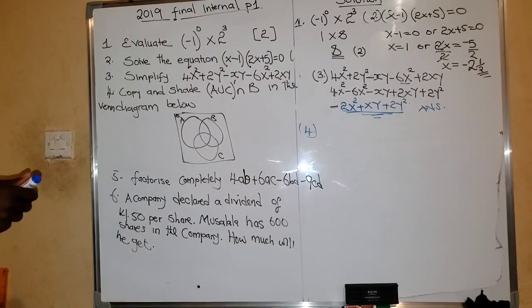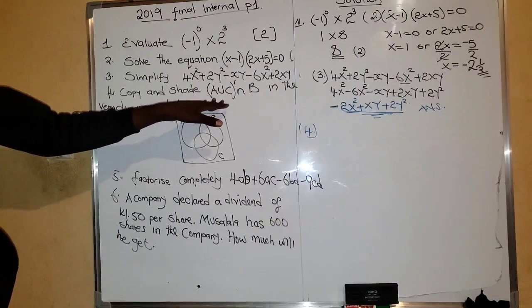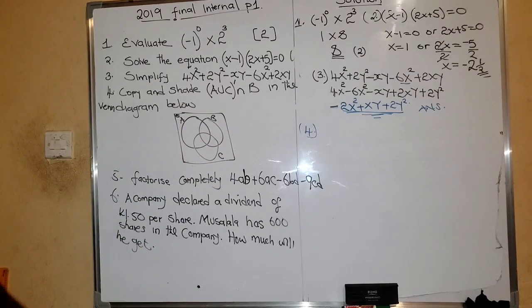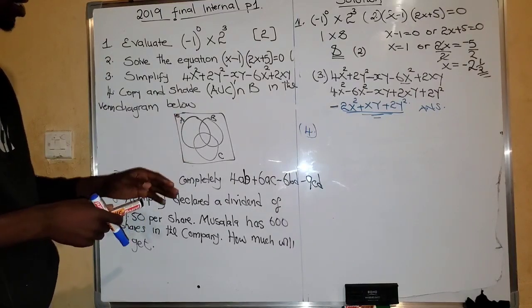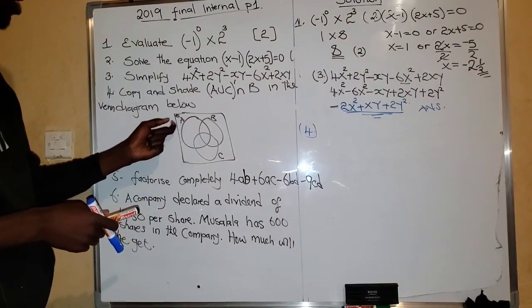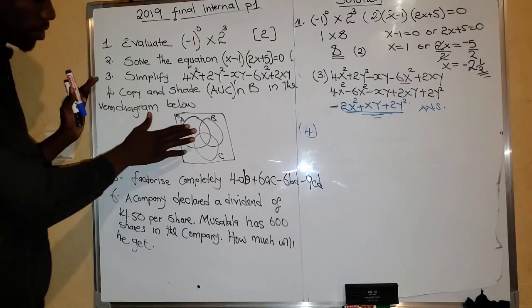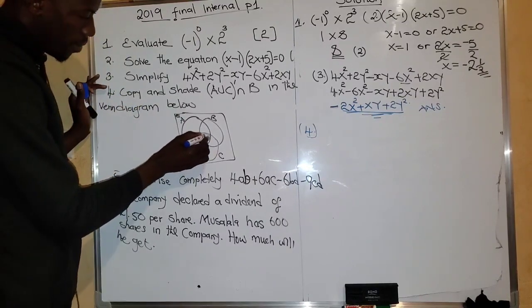Okay, coming to the shading part, number 4. Copy and shade (A union C) complement intersect B in the Venn diagram below. So A union C means elements that are found in A and C. Now, the elements that are found in A and C, remember our set A is this one.